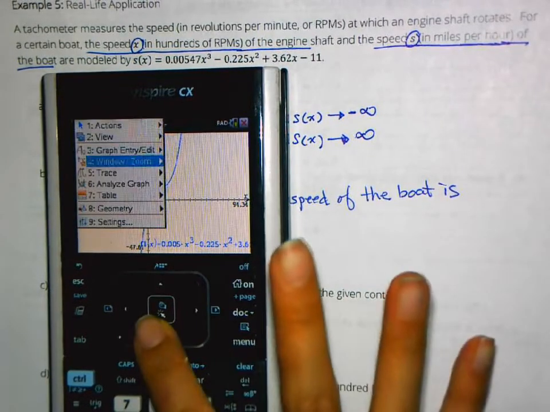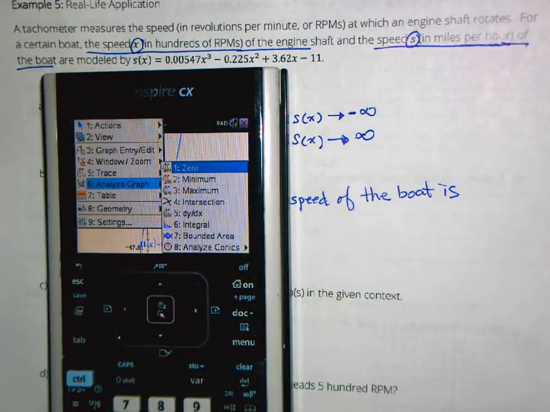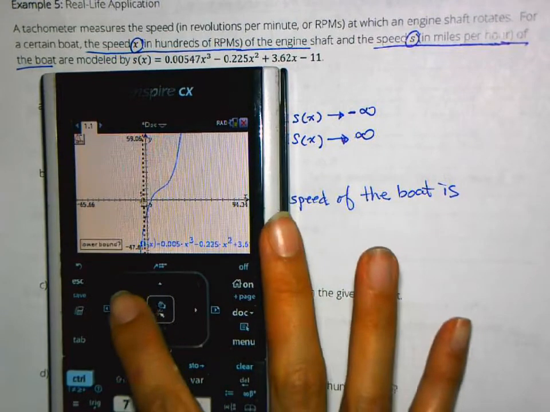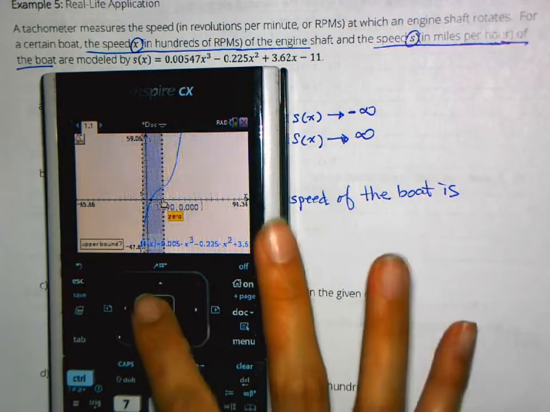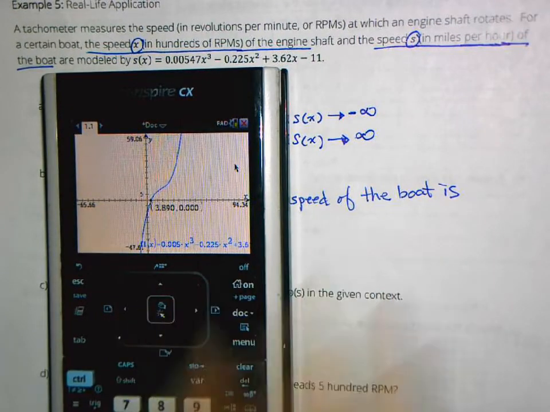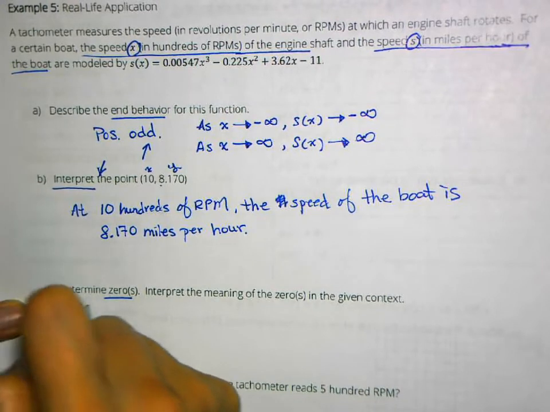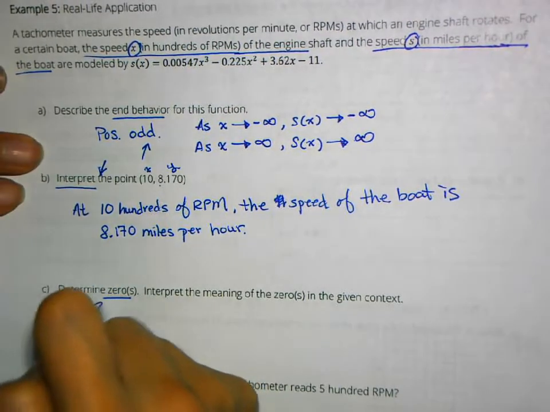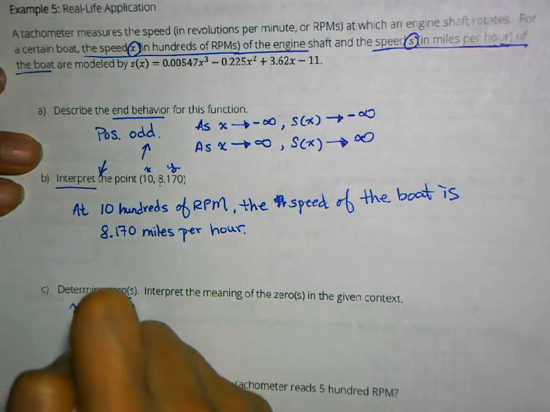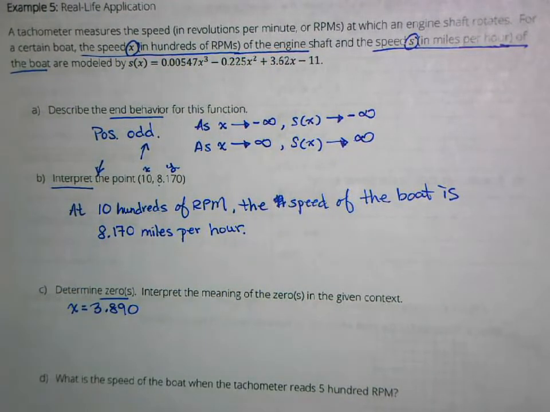I can go to menu, analyze graph, go to zero, and highlight that. It says the zero is at 3.890, comma 0. So when they're asking for the zeros, you're asking for my x. X equals 3.890. Now, what does that mean, right?